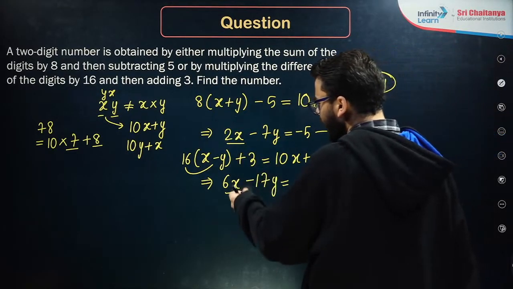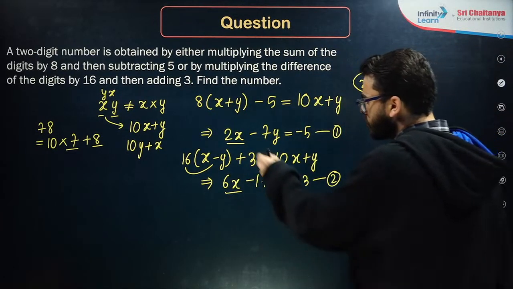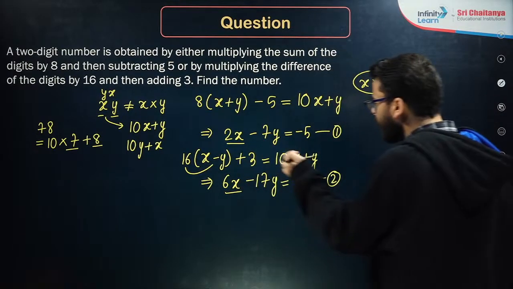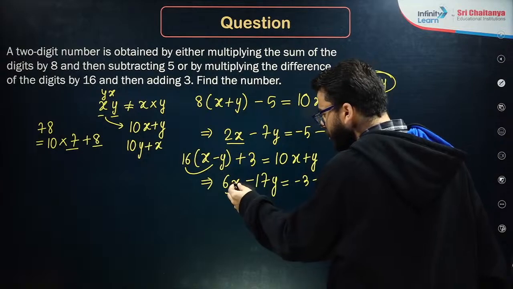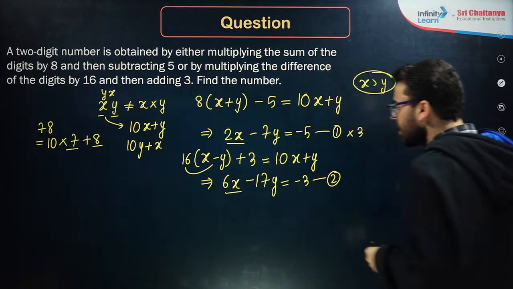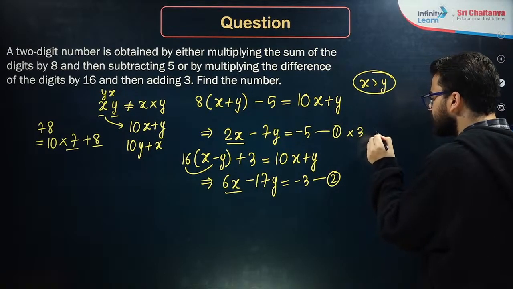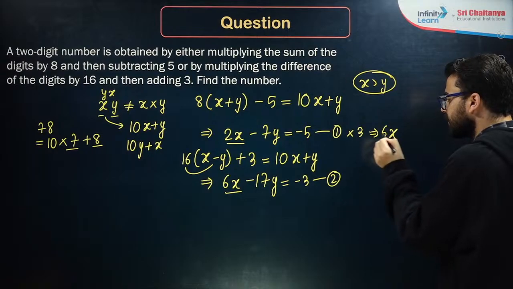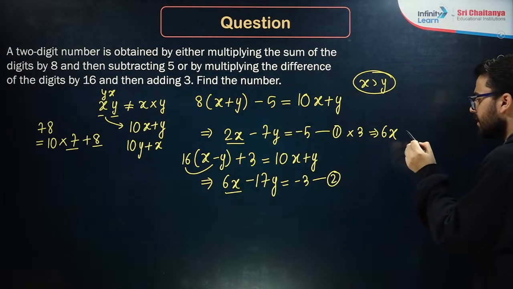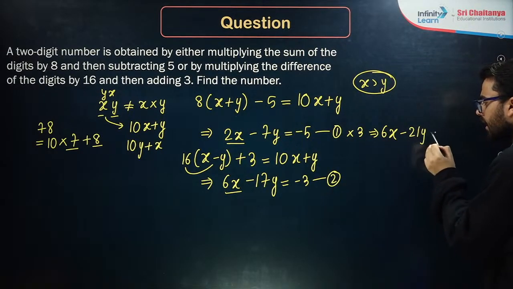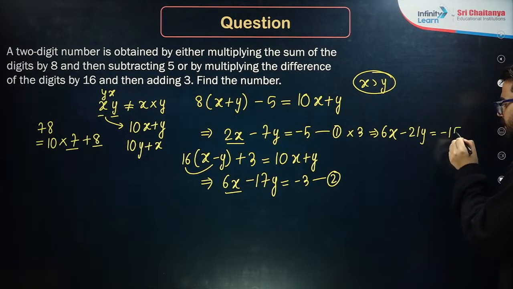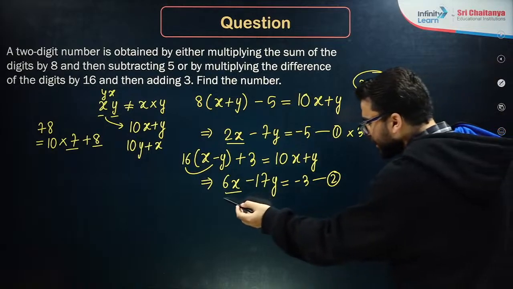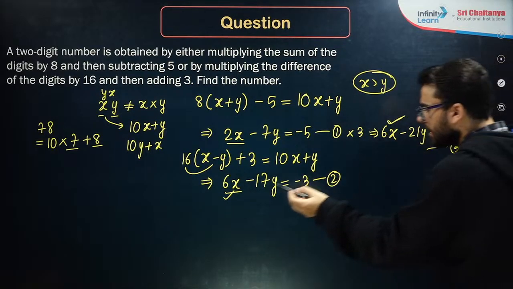So you see over here, we can eliminate x. Can I multiply the first equation by 3, guys, so that the coefficient of x will become same in both the equations? So this will give you 6x minus 7 3s are 21y, and that is equal to minus 15. Is it clear? This is the third equation. And now you can easily eliminate x over here.